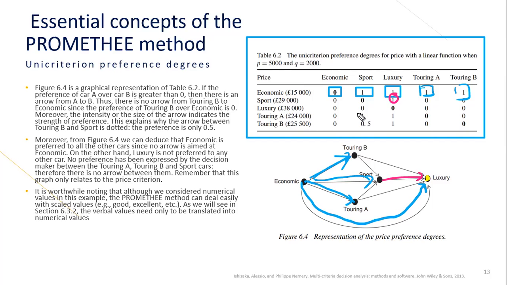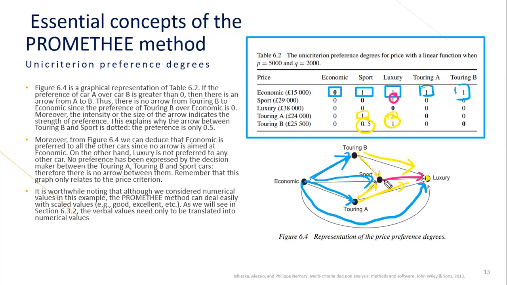And touring, you have go to sport, go to luxury. Touring A go to sport, go to luxury. Touring B, you see that they have 0.5 here, go to sport. So it will be drawn in the unconnected line. It shows how strong the relationship is. Touring B to luxury is 1.